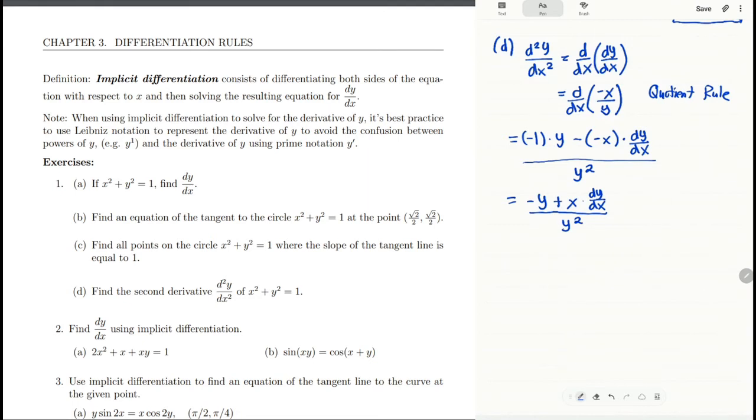And notice that we have a dy over dx in our second derivative, and we know that this is equal to negative x over y. So we can substitute that for dy over dx. We have negative y plus x times negative x over y all over y squared. So now simplifying, we have negative y minus x squared over y divided by y squared.